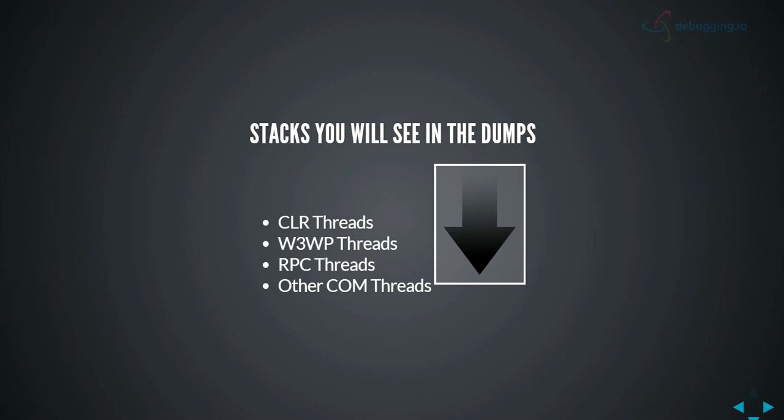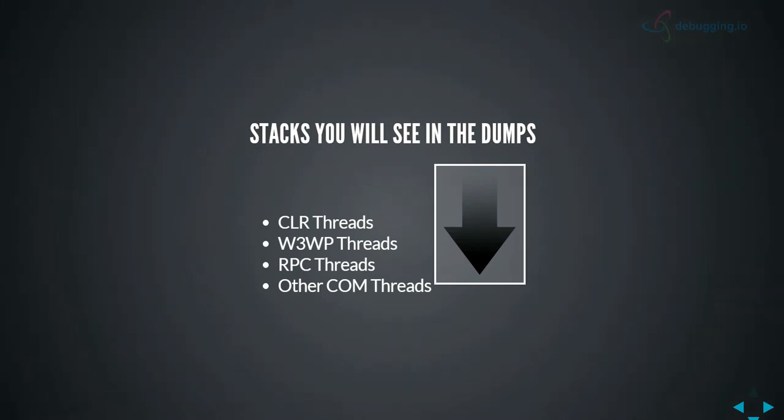When I say CLR thread, every thread is basically native, but some threads also run your C# or VB.NET code. We call those managed threads. Other CLR threads are GC or timer threads and so on, which are not running your managed code but run CLR code. Then we have W3WP, which is the host process in which our IIS website runs. And then we have RPC threads and other COM threads.